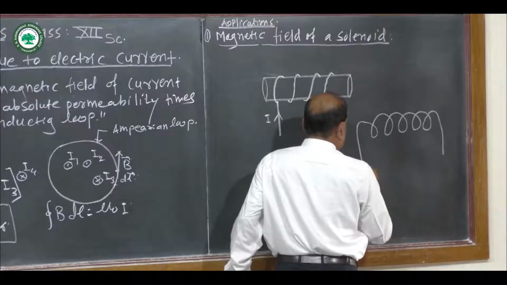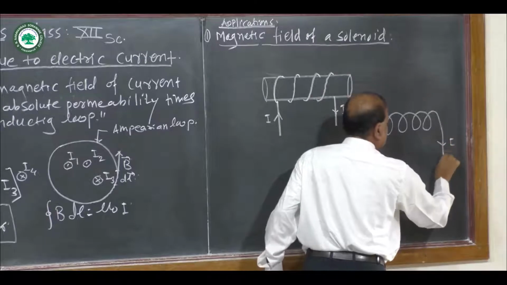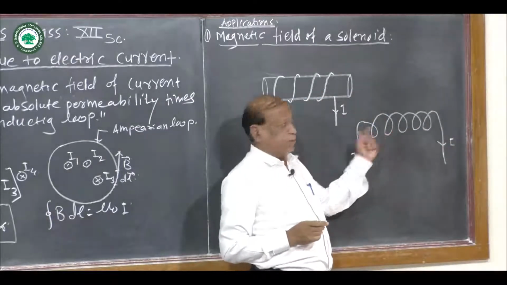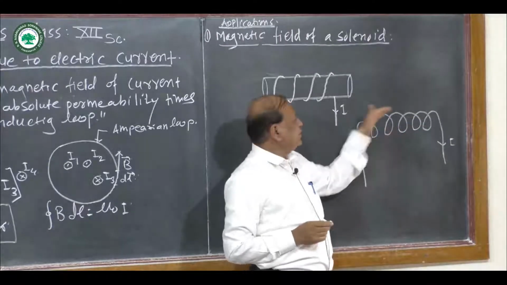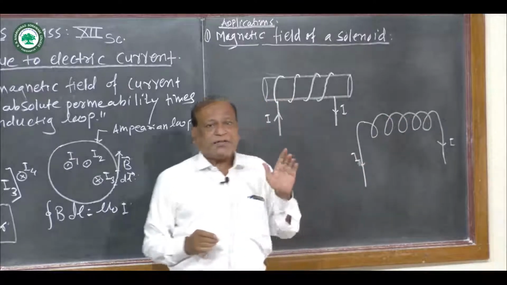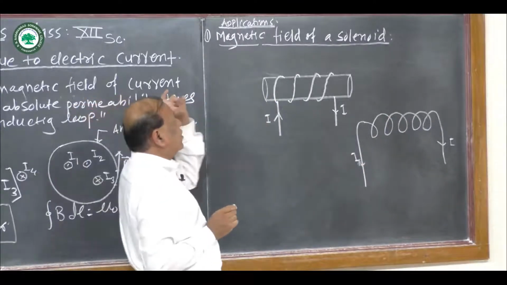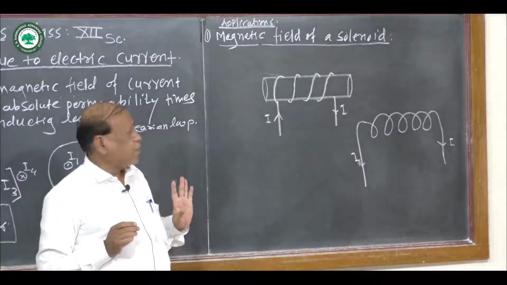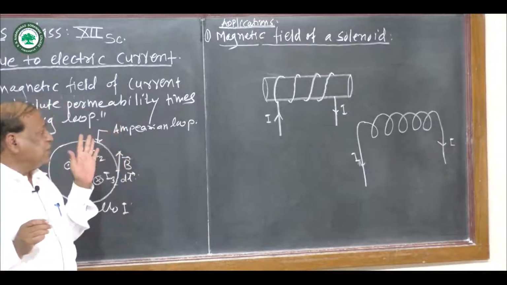Now here current is flowing through this solenoid. This structure, which is made of conducting wire, is known as a solenoid. And now we have to find what is the magnetic field produced by this solenoid. For that purpose, we have to use Ampere's law.